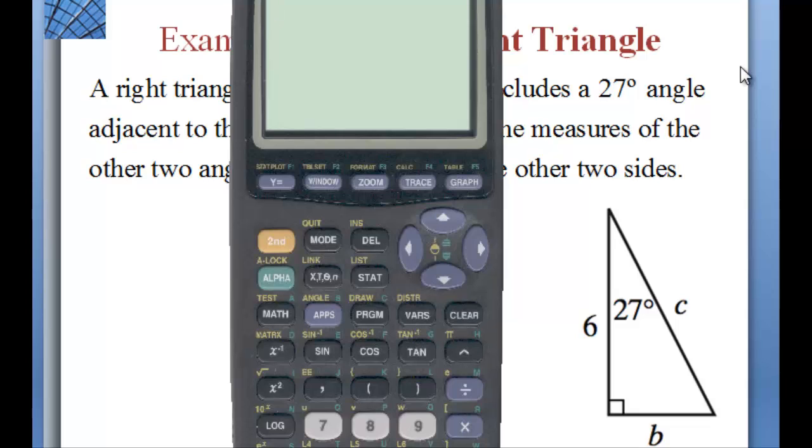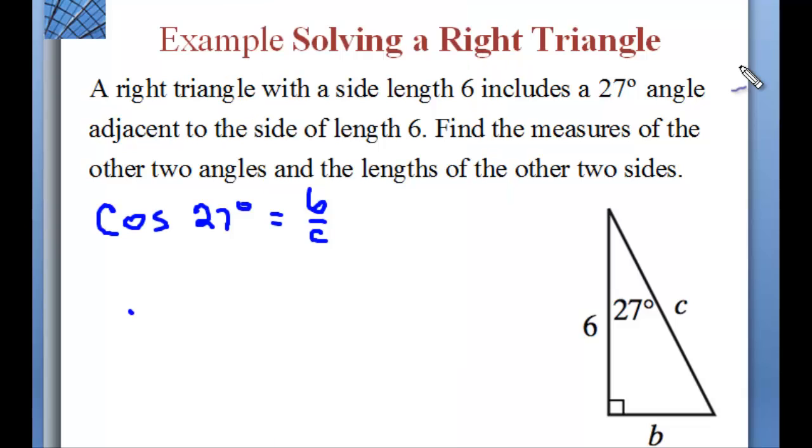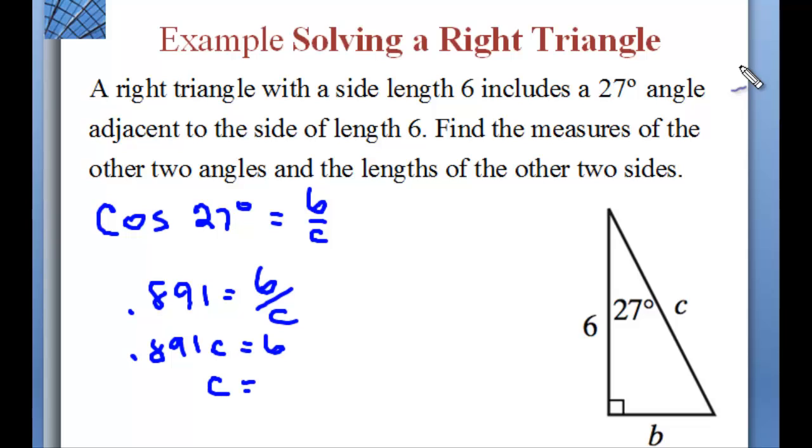We're looking for the cosine of 27 degrees, cosine of 27, enter, and we get 0.891. Cosine of 27 is 0.891, which is equal to 6 over c. So we'll multiply by c. 0.891c is equal to 6, and then c is equal to 6 divided by 0.891, which is approximately 6.73. And there's our length for c.